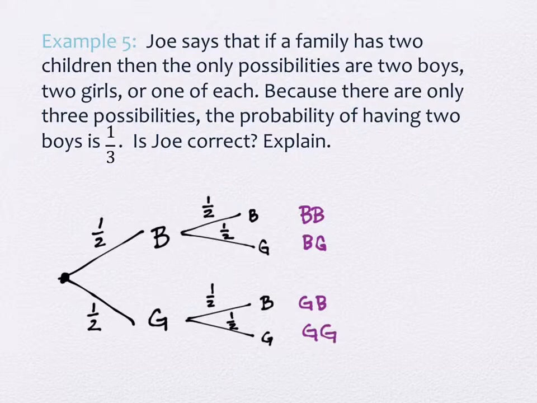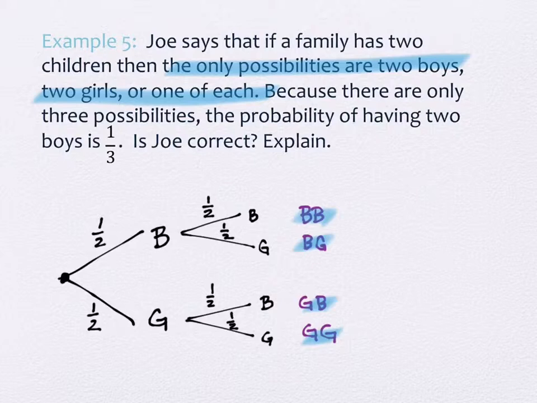So the first part of his statement was that the only possibilities are 2 boys, 2 girls, or 1 of each. And that is a true statement, correct? All of the things that I just wrote down in these 4 categories are either 2 boys, 2 girls, or 1 of each. But they're not probabilities of 1/3. Why not? Because there's more likelihood for you to have a girl and a boy. Yeah, because you can have them in any order, right?